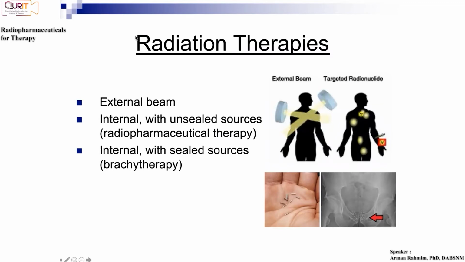So actually, therefore, there's different kinds of radiation therapy. There is external beam radiation therapy. We talked about that. There's internal, but there's 2 kinds of internal. So one is internal with unsealed sources. So this is what we're talking about today, radiopharmaceutical therapy. You inject something, typically you inject it. You could also drink it, for example. But there is one with sealed sources, and this is what brachytherapy is.